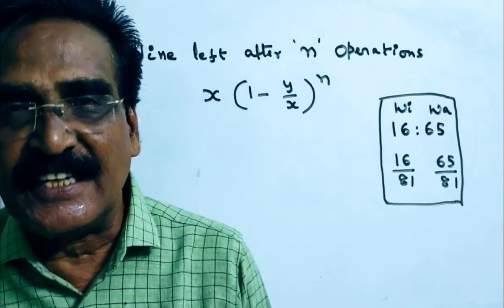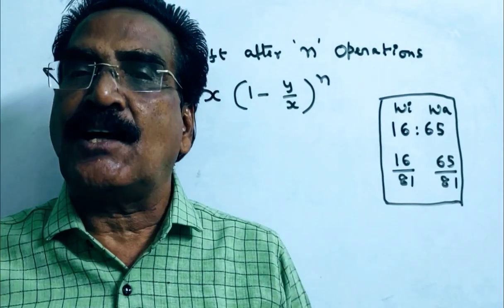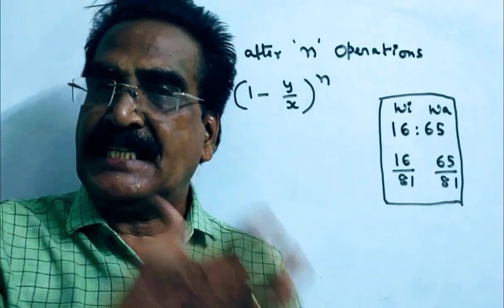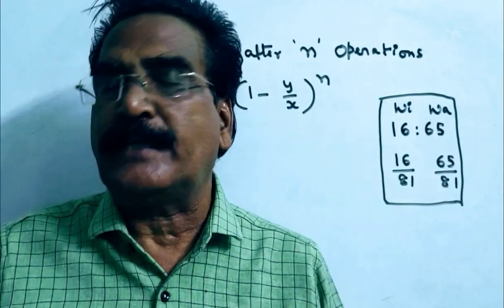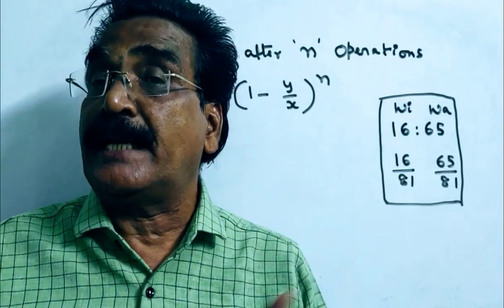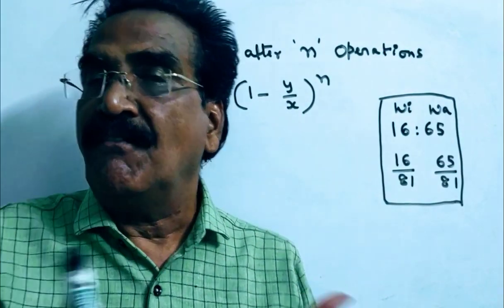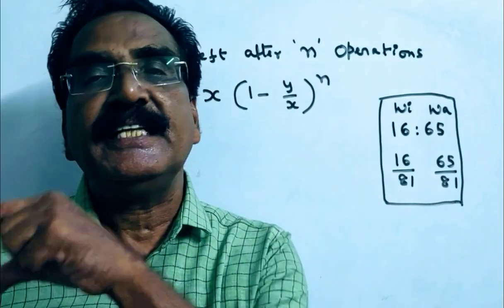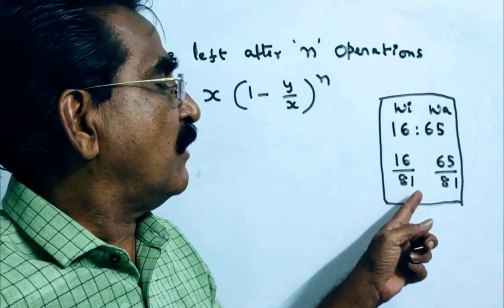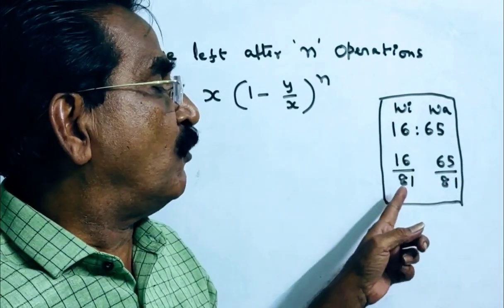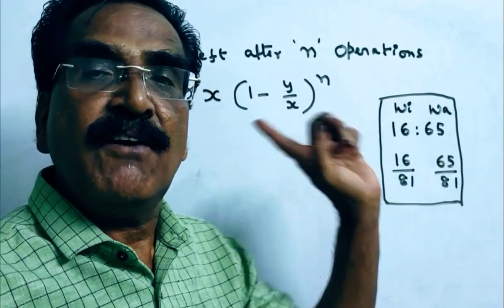Friends, the problem is given in the description box. See friends, 8 liters of wine is drawn out from a cask and is replaced with water. This operation is repeated 3 more times. That means this operation is done 4 times in all. After this, the ratio of wine and water left in the can is 16 is to 65. That means out of total 16 plus 65, out of total 81 liters, 16 is wine, 65 is water.